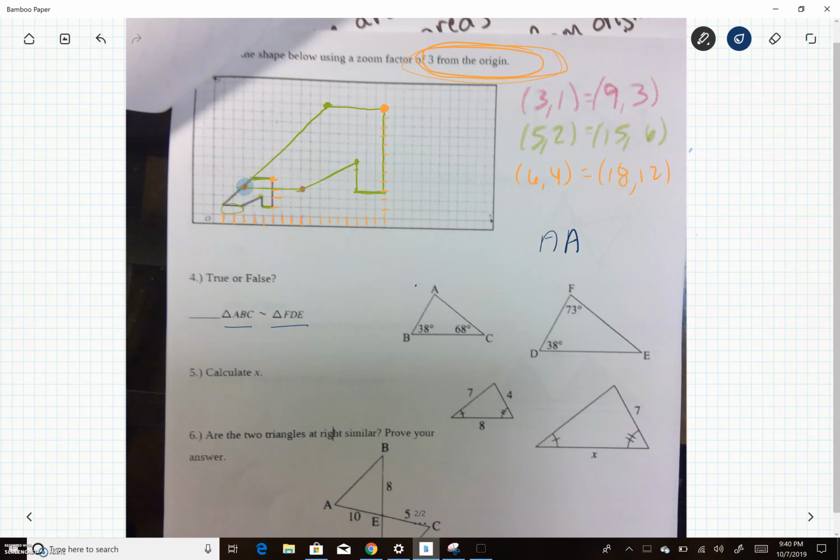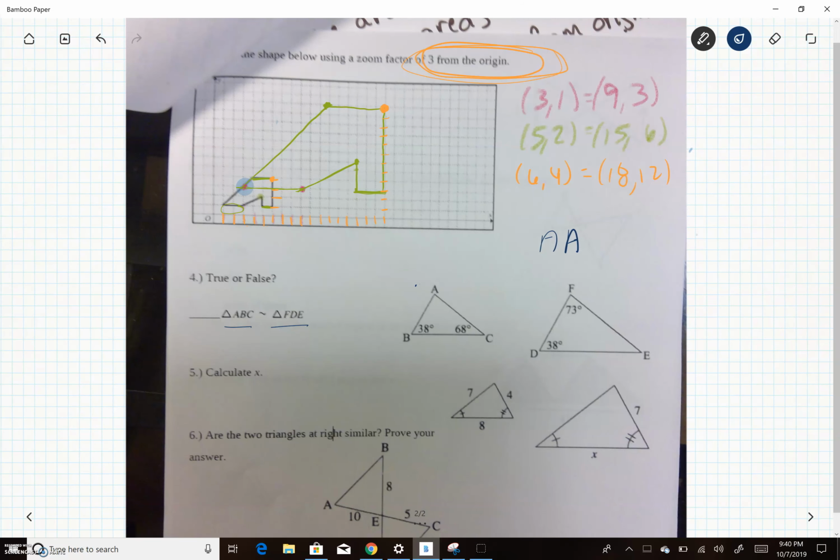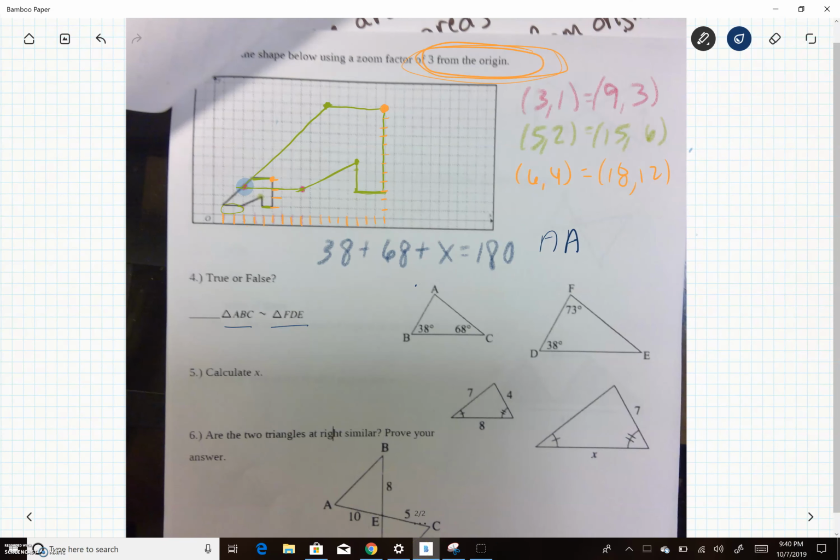I'll erase all of this writing over here. Let's go ahead and say 38 plus 68 plus some value we don't know should all add up to be 180. So 38 plus 68 first, let's see, is 106. So I know 106 plus some number is equal to 180.